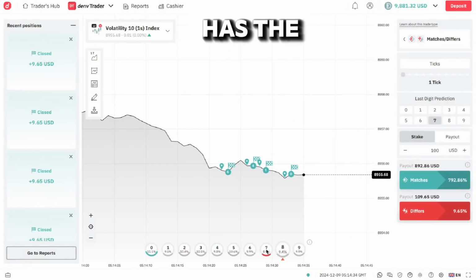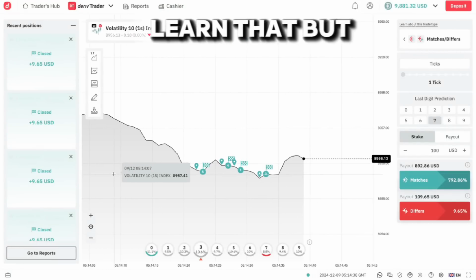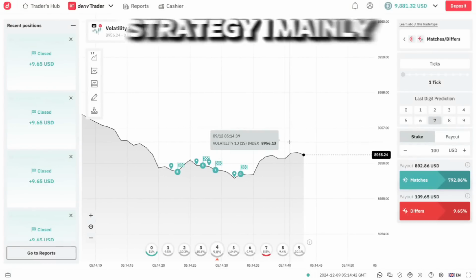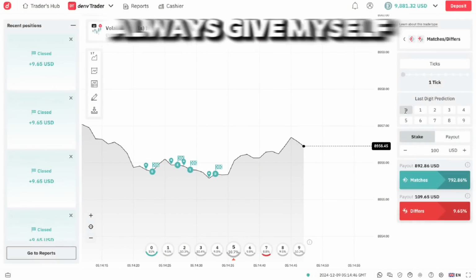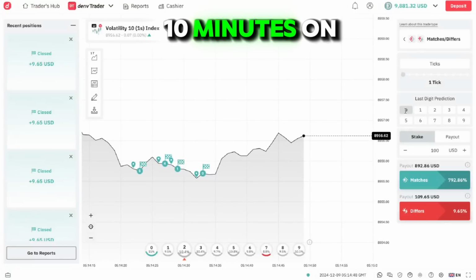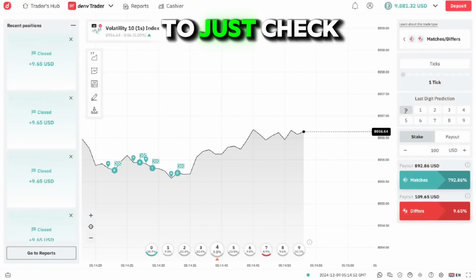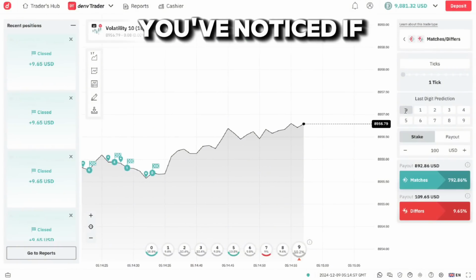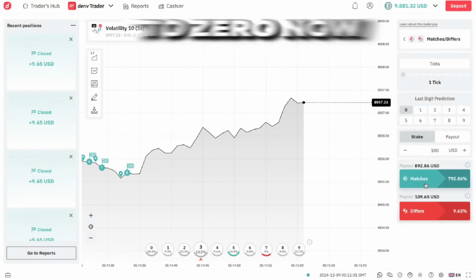So you can see, because it has the least percentage, it's barely appearing. So I just learned that. But for matches, this is a strategy I mainly use. I go for the most appearing digit, and then I always give myself like 10 minutes on the market, or 10 or 5 minutes in between, to just check the pattern, because there's always a pattern. For example, if you've noticed, if it goes to 7, the least appearing digit, it was going to 0.